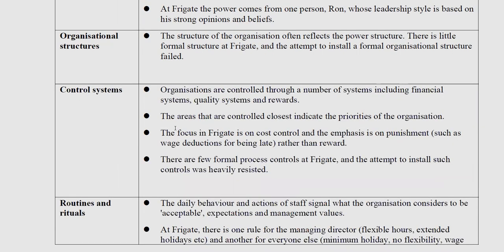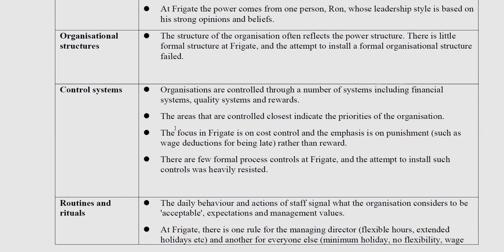So control systems. Organizations are controlled through a number of systems, including financial systems, quality systems, and rewards. The areas that are controlled closest indicate the priorities of the organization. The focus at Frigate is on cost control, and the emphasis is on punishment, such as wage deductions for being late, rather than rewards. There are few formal process controls at Frigate, and the attempt to install such controls was heavily resisted by Ron.